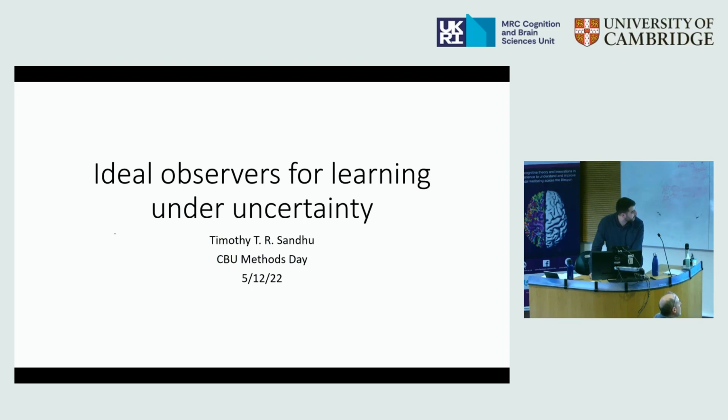What I'm going to be talking about today is, if we are to build models for learning under uncertainty, what should these models look like and what should they do?